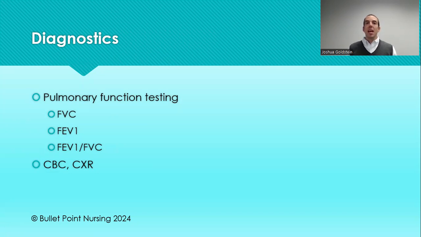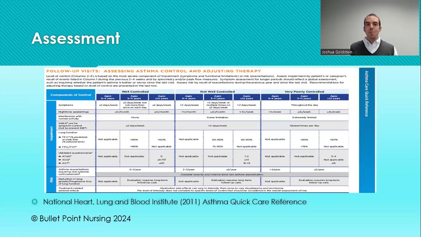Next, we have a CBC. Obviously, we're going to get a full set of labs. I'm just highlighting the CBC here because we would use that to make sure the patient doesn't have anemia or any other problems that would coexist with their asthma that would make it even more difficult for us to get oxygen to each and every cell in the body. Finally, a chest x-ray. While a chest x-ray very clearly is not used to diagnose a patient with asthma, it is absolutely part of the workup for a patient being treated with asthma.